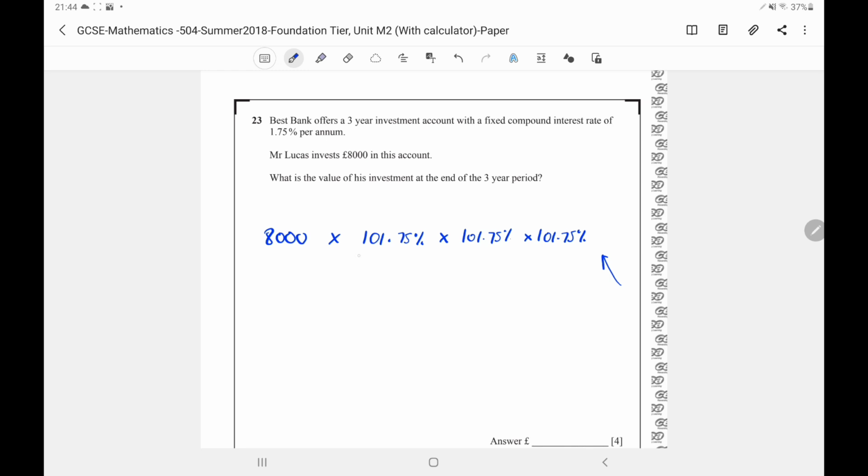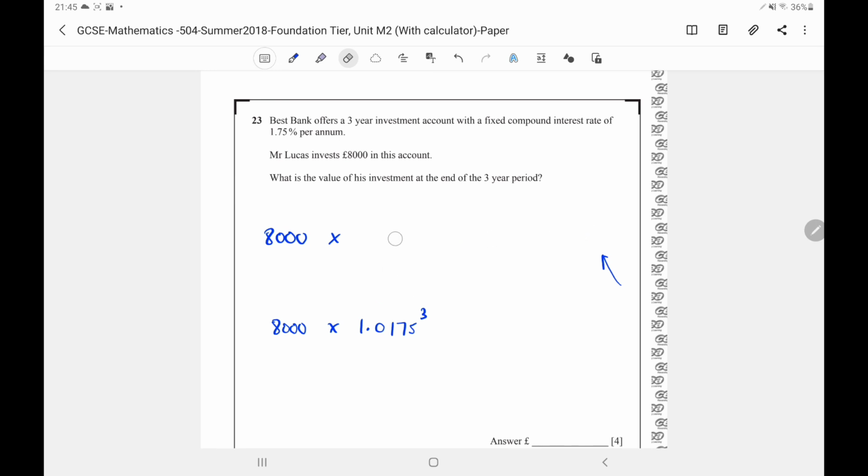So this 101.75%, the calculator might accept you writing it as that, but what I want you to do is change that by dividing by 100 into 1.0175. And instead of writing it out multiplied, we're going to do it to the power of 3, because that's all that means. Whenever you multiply something by itself 3 times, you are cubing it.